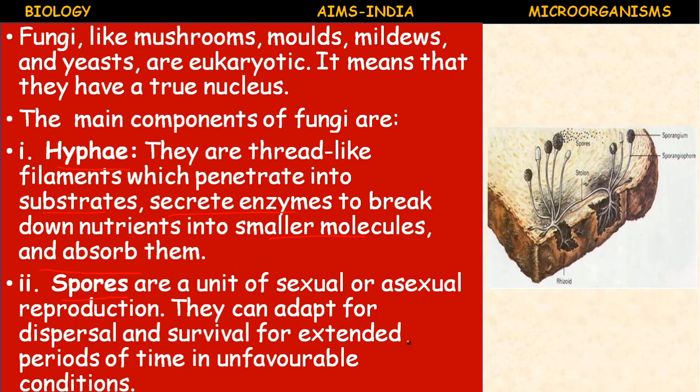So here is a bread mold. It has a substrate, and it produces root-like structures called rhizoids. See, these are root-like structures, rhizoids, and the spore-producing body is called the sporangium, and the spore-bearing body is called the sporangiophore.